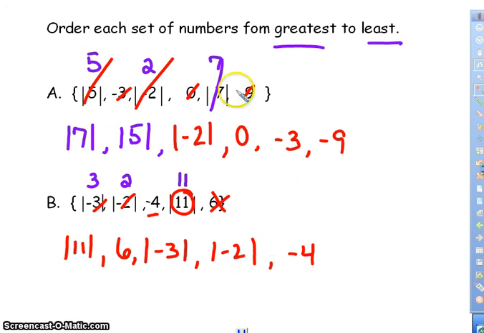Okay, remember that from the left to the right would be going from the smallest number to the largest. When I'm going from greatest to least, I would write those numbers from my number line from the right to the left. Okay. As always, if you have any questions, come in and ask them tomorrow.